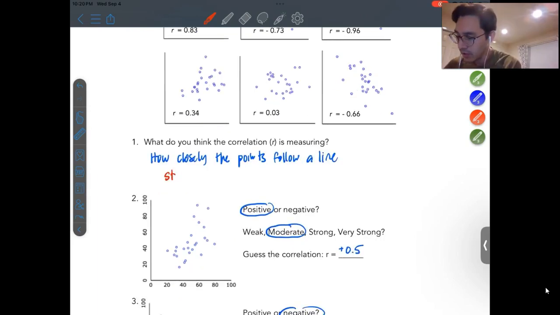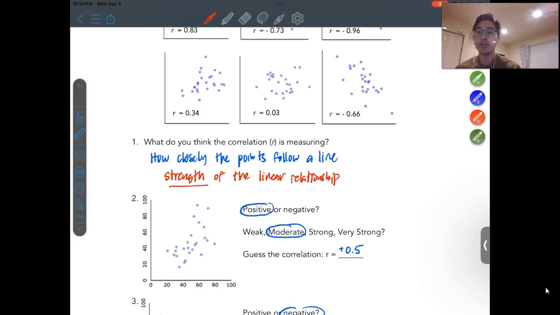So the number is telling us the strength of the linear relationship. The closer to 1, the stronger. The closer to 0, the weaker. And then also the sign is telling us the direction of the relationship. Positive sign, trending upwards. Negative sign, trending downward.